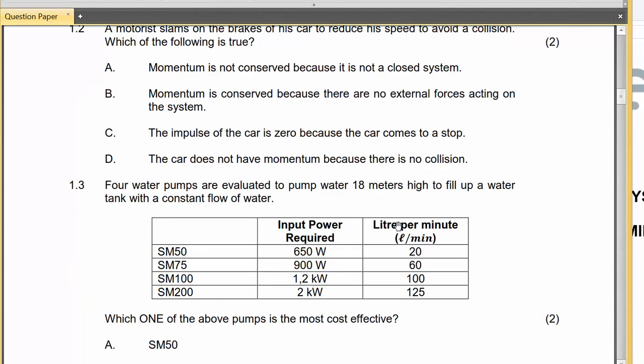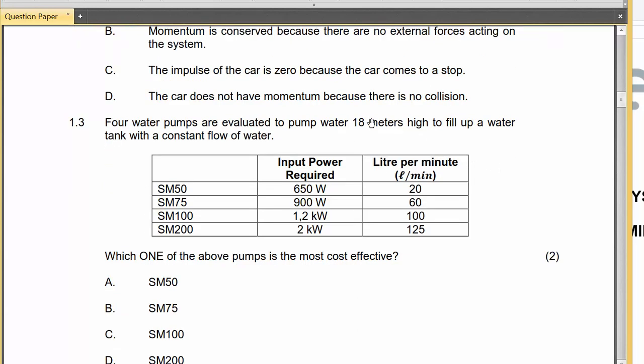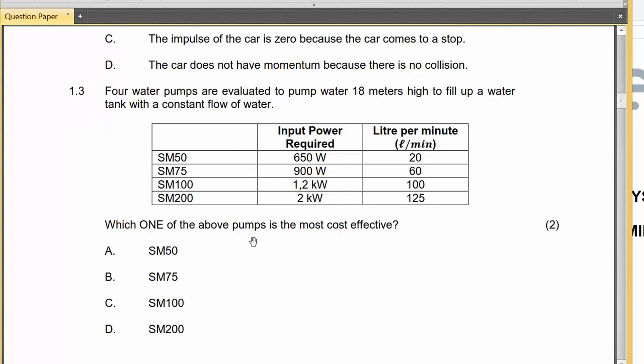Okay. Four pumps are being evaluated to pump water 18 meters high to fill up a water tank with a constant flow of water. They ask which one of the above pumps is the most cost effective. How will we determine it? Well, I think this is actually one where you would have to do some calculations. So let me just open the program we use for calculations.